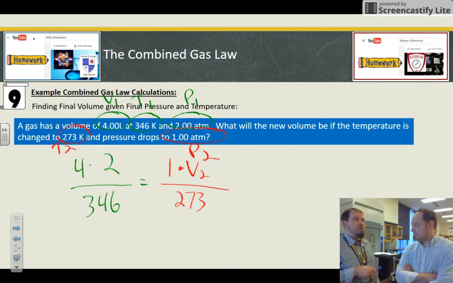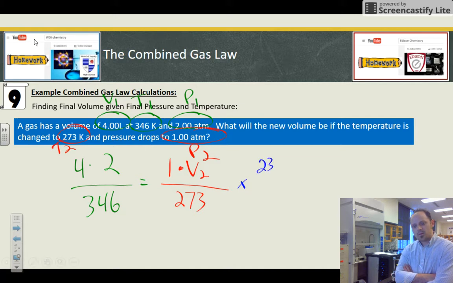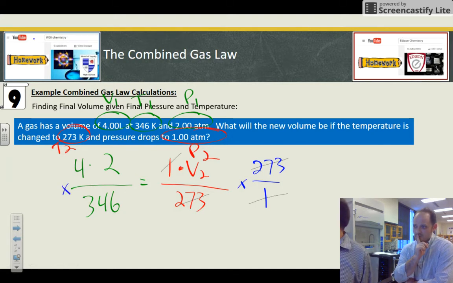I know that if I multiply a fraction by its reciprocal, it equals 1. If you do this enough times with the crisscross method, you're going to find out it works out to be the exact same thing. So what I'm going to do this time is multiply this fraction by 273 over 1. And you've got to do it to the other side too. Whatever I do to one side, I have to do to the other side.